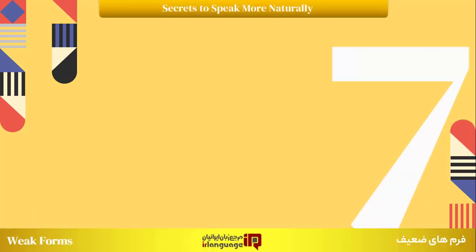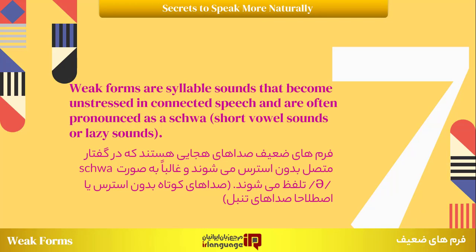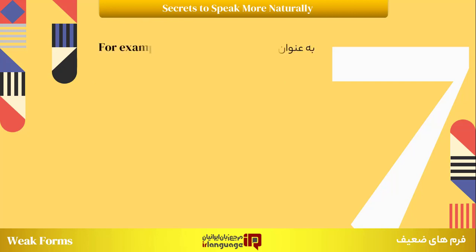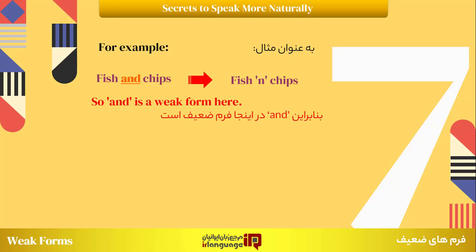Tip number 7, weak forms. Weak forms are syllable sounds that become unstressed in connected speech and are often pronounced as a schwa. Schwa is a short vowel sound, or lazy sound. For example, fish and chips. So "and" is a weak form here.